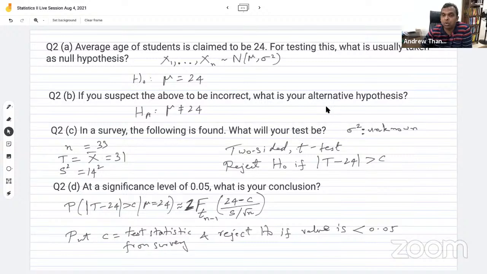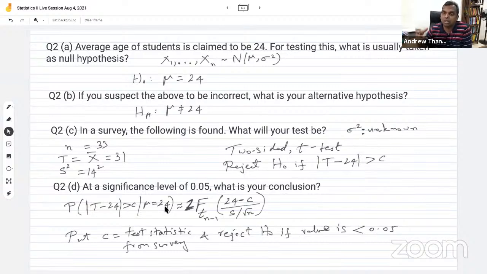I have these two crucial probabilities. At least in this case, there's one probability, the type 1 error probability. What is the type 1 error probability? It's the probability of rejecting the null given that the null is true, right? How do I calculate this? This is the probability that mod T minus 24 is greater than C, given mu equals 24.